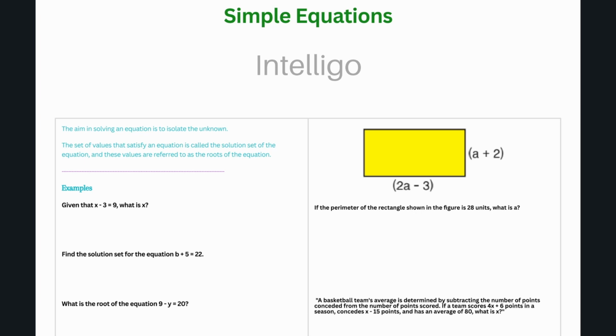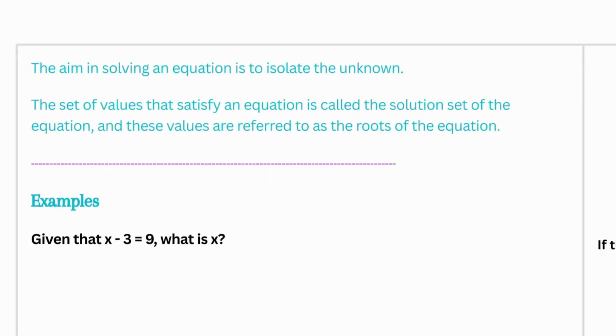Okay, let's get started. The aim in solving an equation is to isolate the unknown. Okay, that's all we're doing. The set of values that satisfy an equation is called the solution set, and these values are referred to as the roots of the equation. Those are pretty much the only things you need to know.